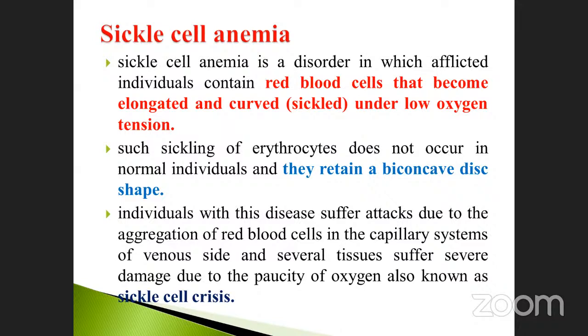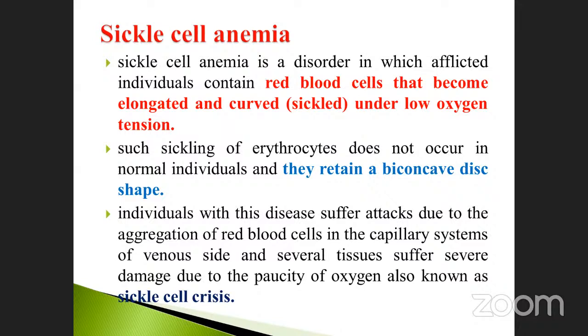So elongated and curved one. So oxygen is essential for the maintenance of the structure of the RBC. So suppose if any physiological or chemical denaturation happens, what happens? The RBCs look like a sickled shape due to the low oxygen tension.